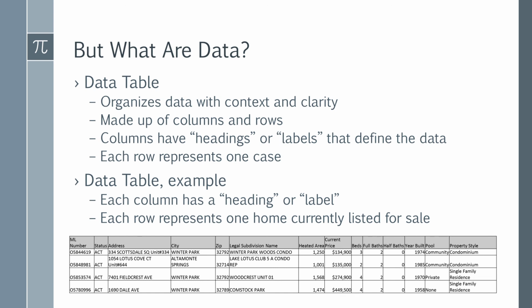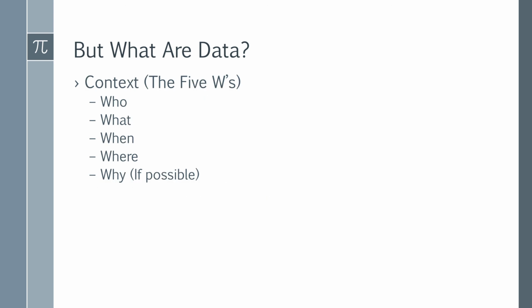So try to imagine looking at this data table without the column headings or the labels, right? There's no context, there's no clarity. It's just rows and columns of data, and you're really not sure what you're looking at. So the headings and the labels that are at the top are a very important piece of the data table. So when you're looking at data, there are 5 W's that you want to take into consideration for your context. And that's who, what, when, where, and why, if possible.